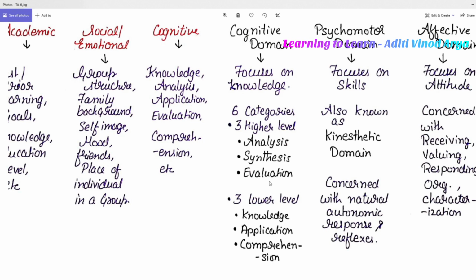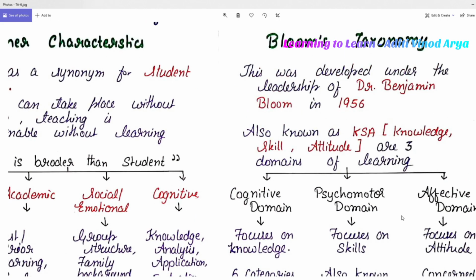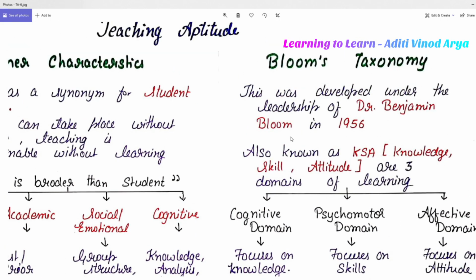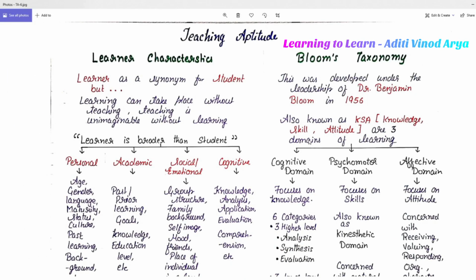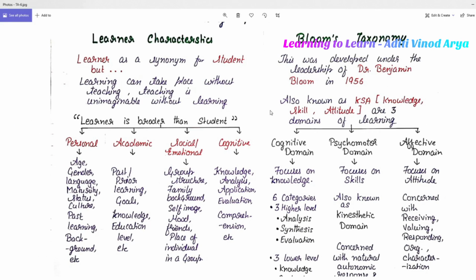You need to understand this, that they can ask any questions related to the cognitive domain, psychomotor domain, affective domain. They can even ask who gave all these domains. So this was given by Benjamin Bloom, so make sure you remember that, in the year 1956 by him and his team. Okay, so these were the three domains. We were able to almost complete this particular topic today, I mean the whole slide, that is the learner characteristics and Bloom taxonomy.